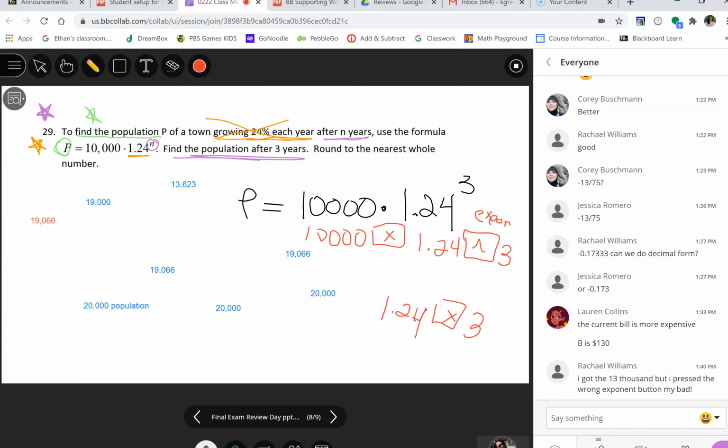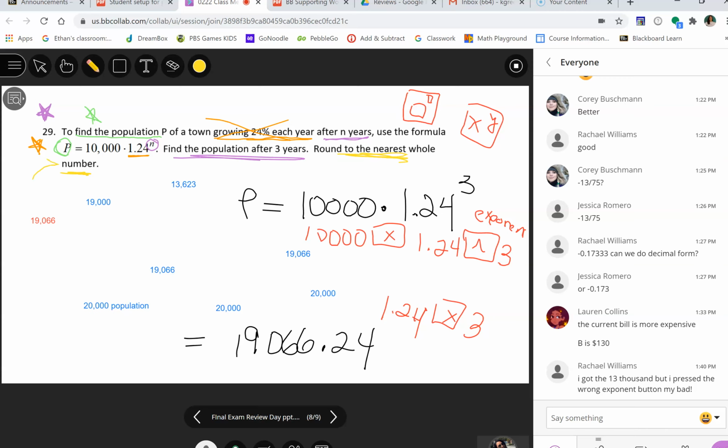And your exponent button might look different. Some of y'all have an exponent button that's like an X with a Y, or Casio has fancy ones that look like a box with a box, whatever your exponent button looks like, make sure you use that. And when I type that in my calculator, I get this decimal number, 19066.24, but then we're being asked to round that to the nearest whole number.